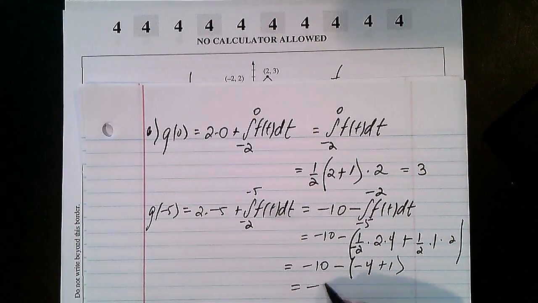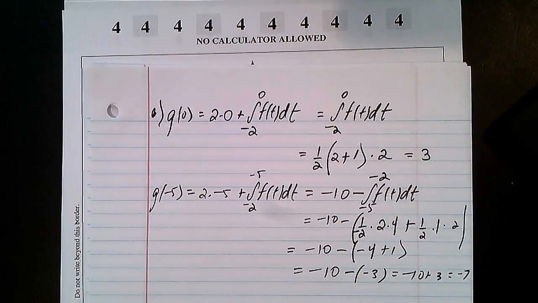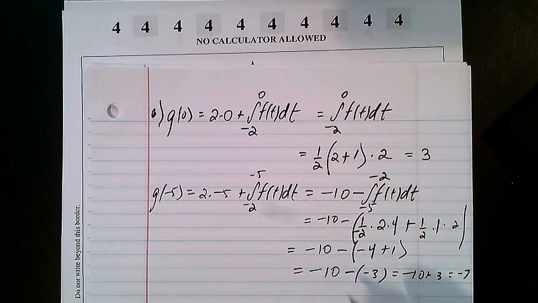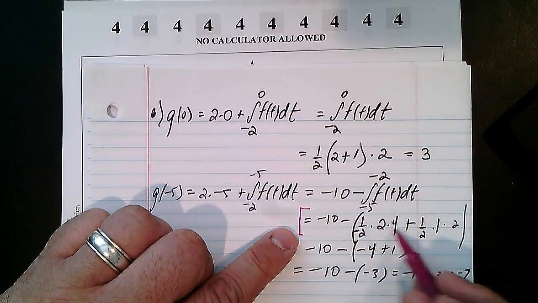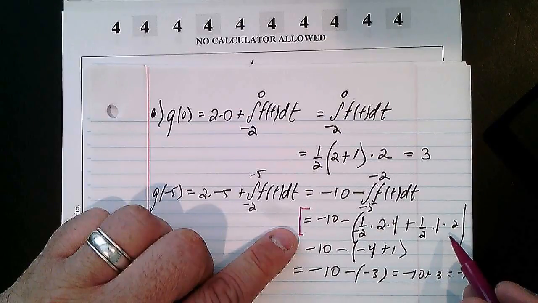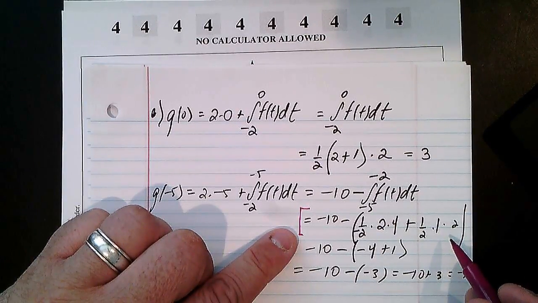So where are we? We've got -10 minus -3, which is -10 plus 3, which is -7. You have what we like to call a safe stop right here when you first get to all numerical values. There's no need to simplify, and quite honestly, all you're doing at this point is wasting time and running the risk of losing a point.